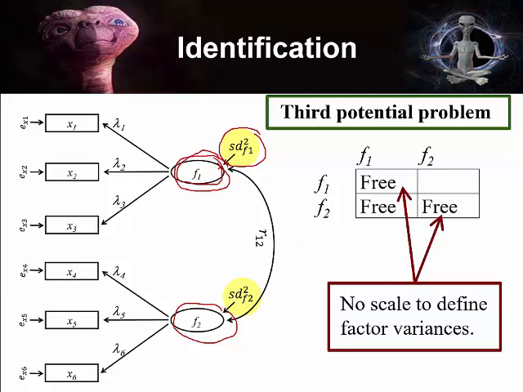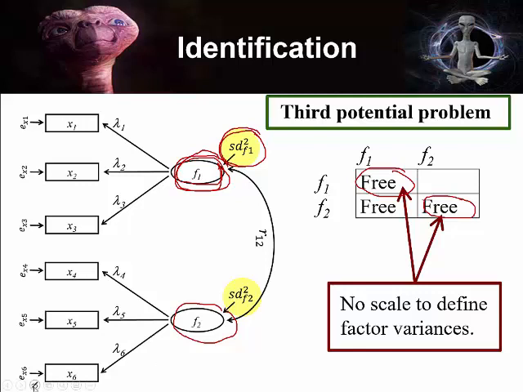If these are not observed variables, how do we scale them? How do we decide how big of a variance they should have? I've allowed these variances to be free, to be anything they need to be, but how do we go about deciding what they are?